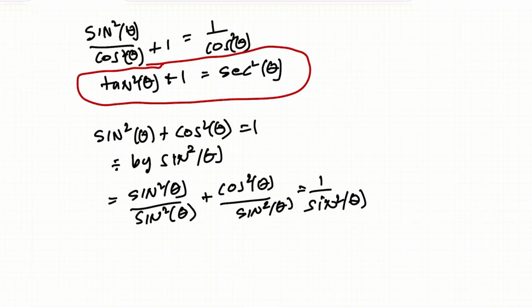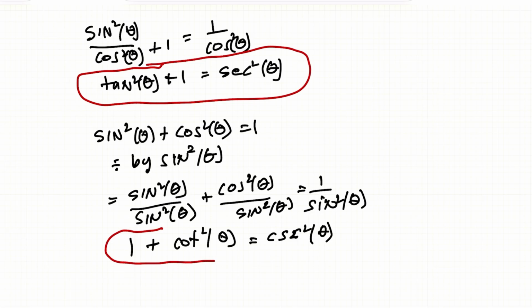So what this can be written as 1 plus the cotangent squared of theta is equal to the cosecant squared of theta. And that's using some previous relationships. So this is our third Pythagorean relationship right here. 1 plus the cotangent squared of theta is equal to the cosecant squared of theta.